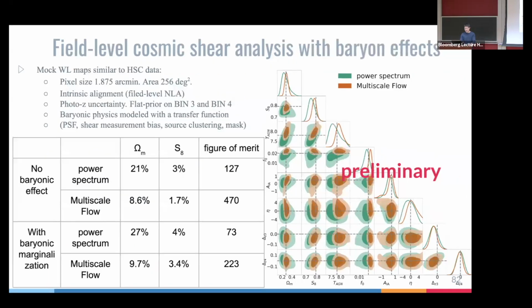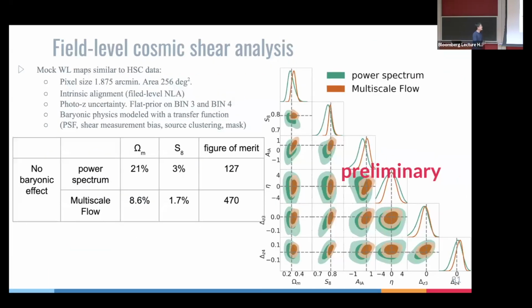I don't have the results on the real data yet, but this is some results on some mock data. Here the orange color is our field level analysis. Green one is the power spectrum. We see improvements on these constraints on both omega m and sigma 8. So this is assuming no baryon effect.